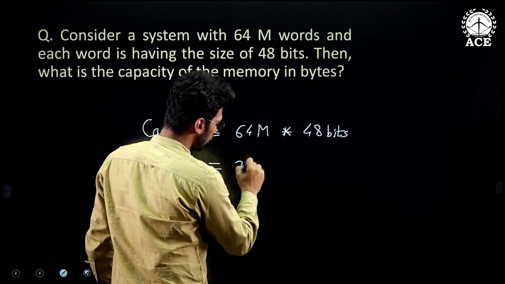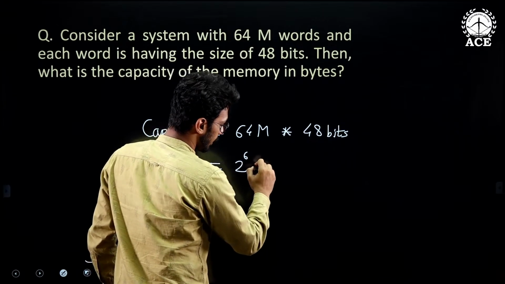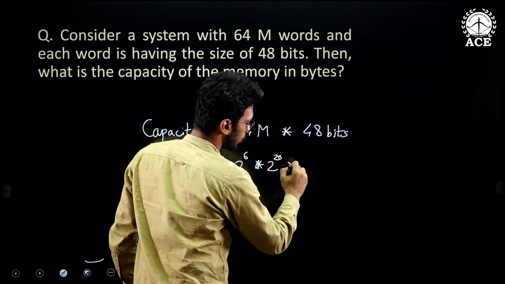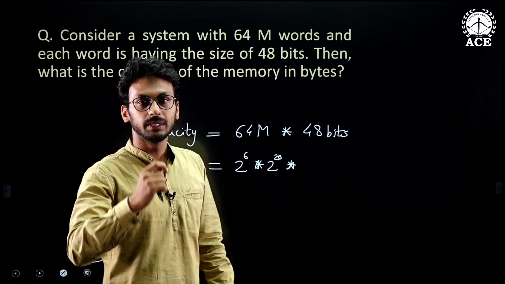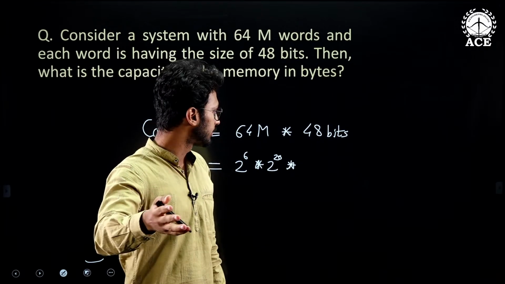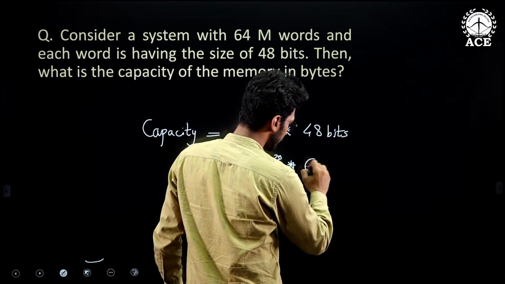64M means what? 2 raised to 6, 64. M is what? 2 raised to 20, into 48 bits. 48 bits is how many bytes? See, 8 6s are 48, so 6 bytes.